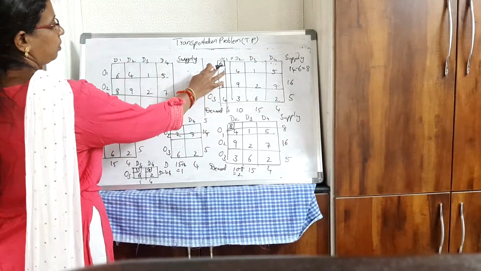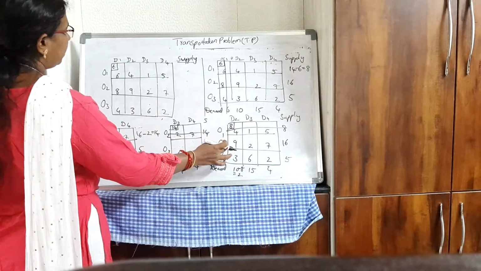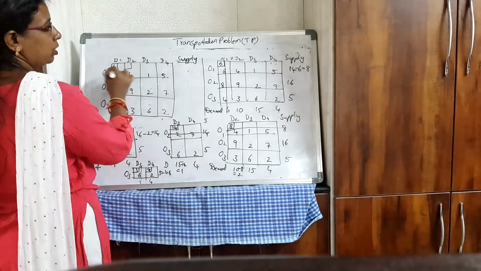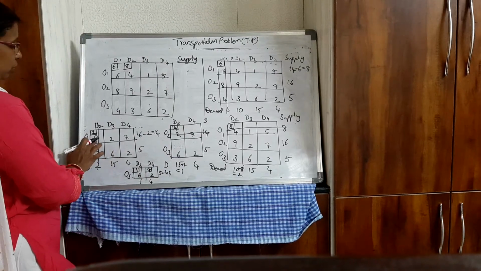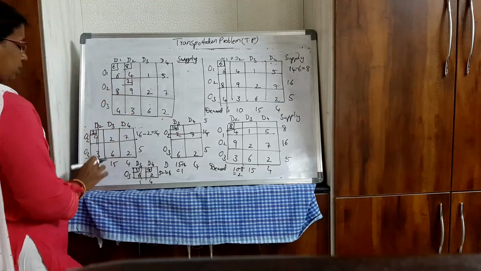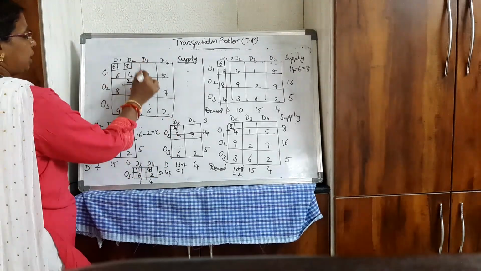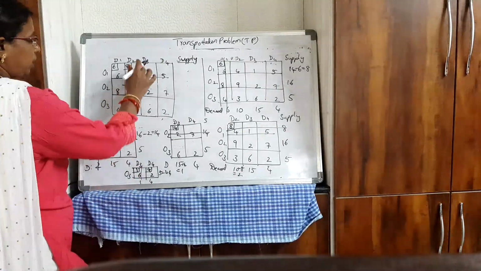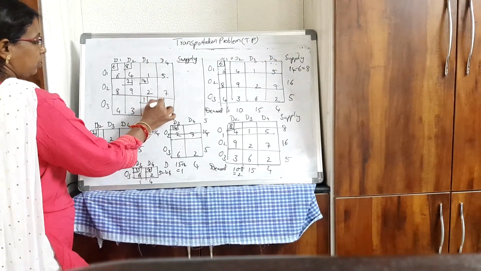Now in the first table at this 6 you have an allocation of 6. In the second table at first row O1, 4, you have an allocation of 8. Then in the third table at O2, D2, you have an allocation of 2. Then here at O2, D3, you have an allocation of 14. O3, D3, you have 1. O3, D4, I have 4.